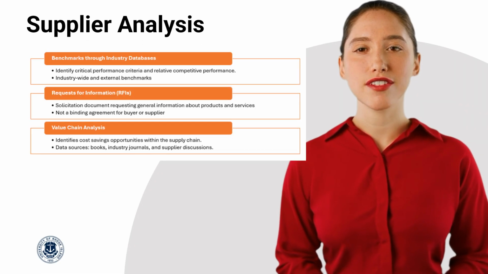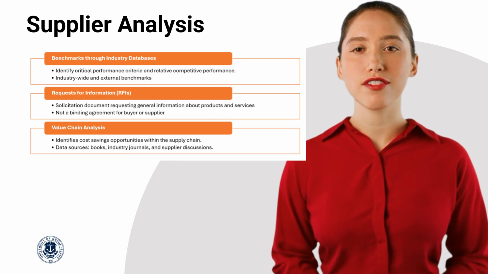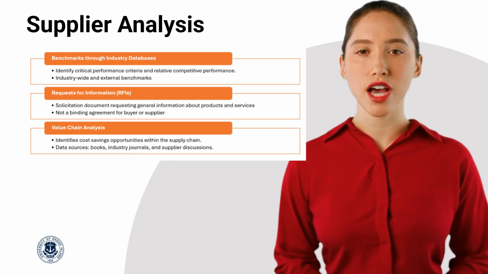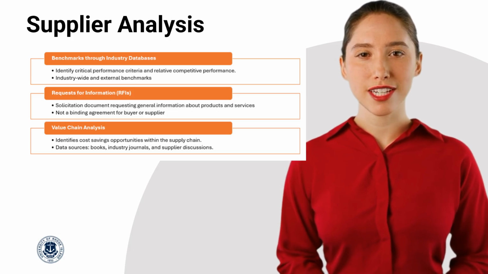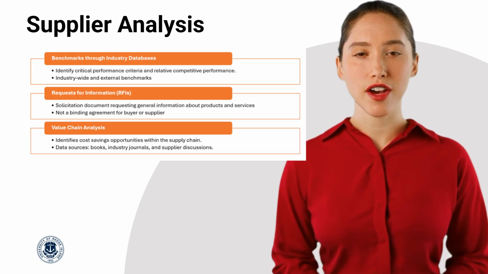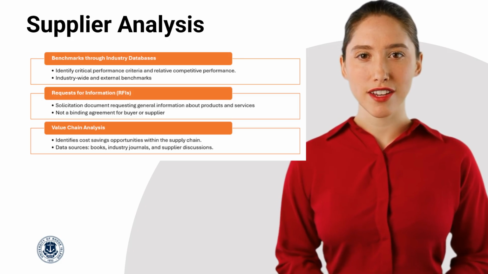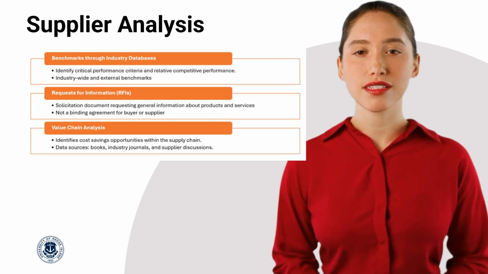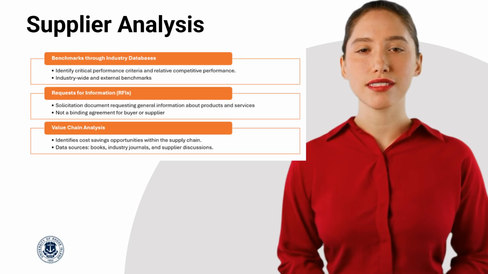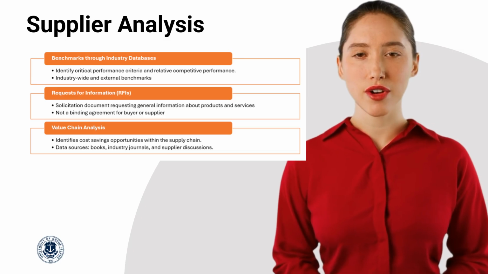Supplier analysis dives deeper into individual suppliers, evaluating cost structures, financial health, customer satisfaction, capabilities, strategic direction, and cultural fit. This analysis helps determine which suppliers should be developed, retained, or replaced. Firms use industry benchmarks, RFIs, and value chain analysis to identify best practices and cost-saving opportunities across the supply chain.